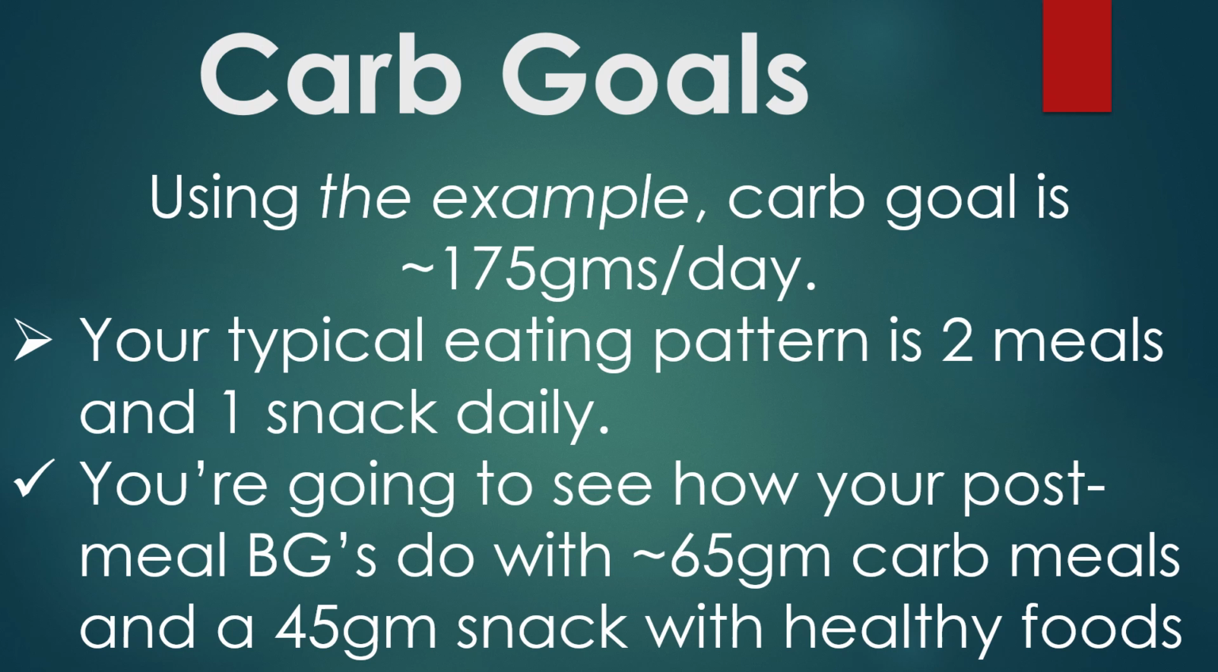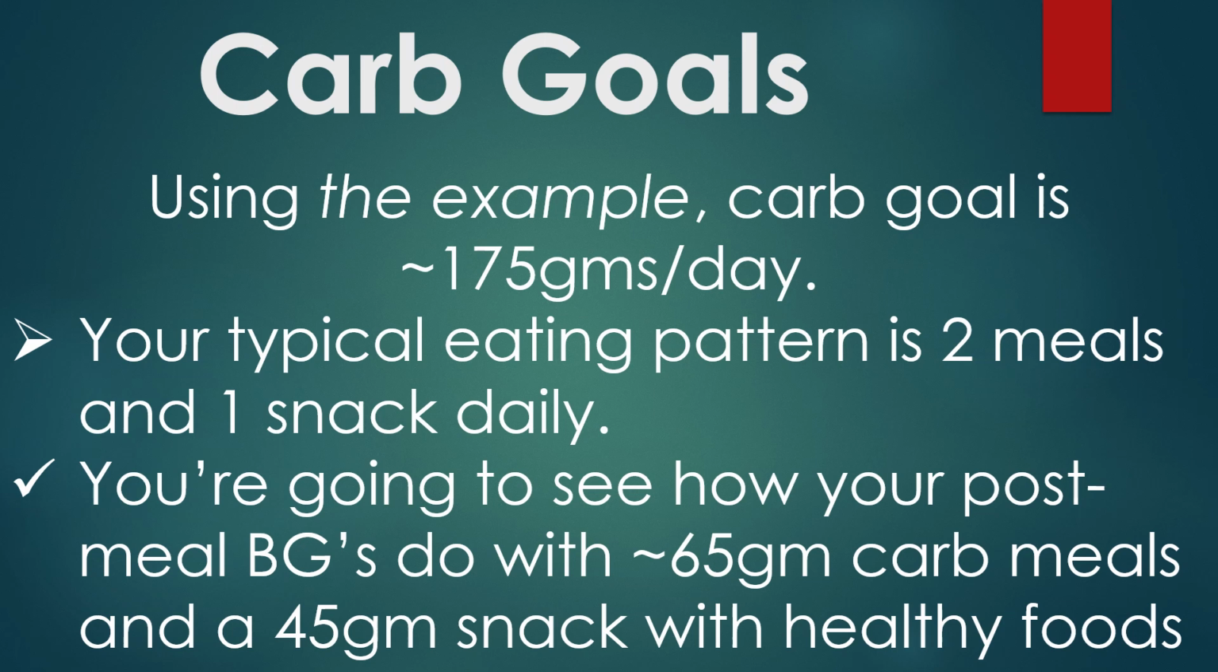Now here's an application for knowing what to do with your grams of carbohydrate a day. Using again the example from what I had been using, let's say your typical eating pattern is 2 meals and 1 snack a day, and you want to see how your post-meal blood sugars are going to do with your 175 grams of carbohydrate a day. So you decide, well, I want to stay with my typical way that I like to eat. So you decide to have 2 meals a day of 65 grams of carbohydrate and 1 snack for your 45 grams of carbohydrate.